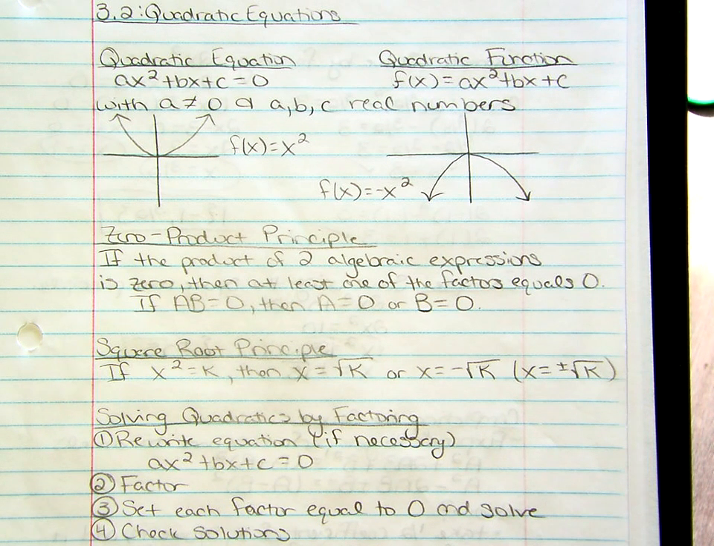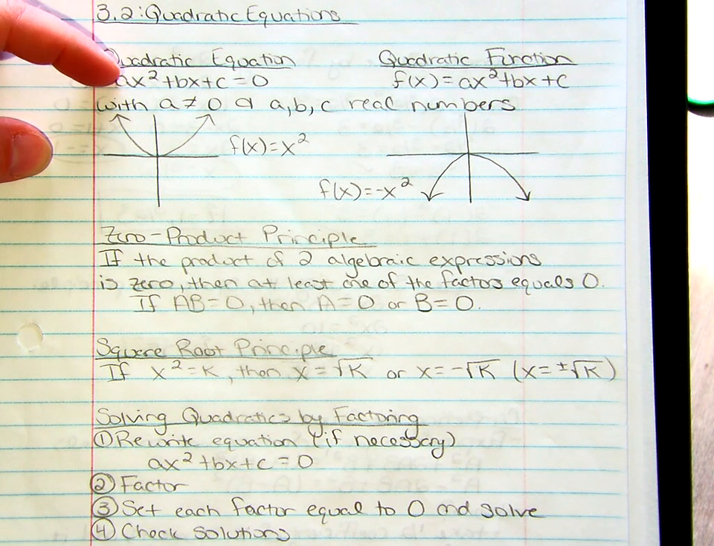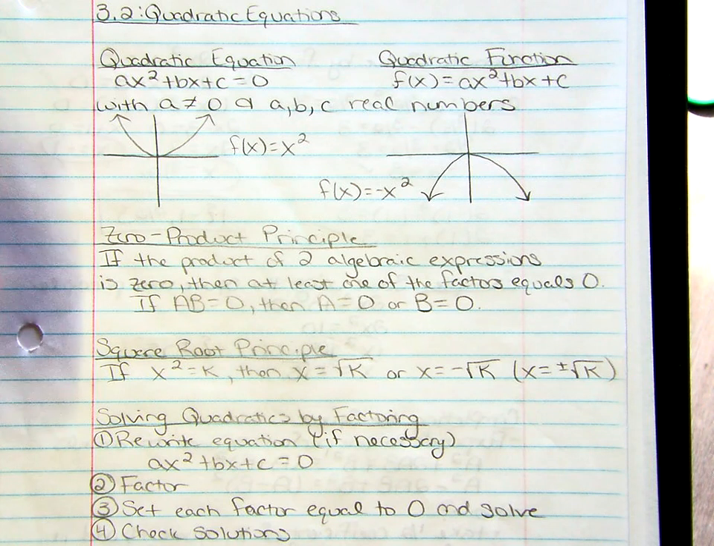So, a quadratic equation is always going to have the form of ax squared plus bx plus c equals 0. That's listed right here, where a does not equal 0, because if a equals 0, then we wouldn't have this x squared term. And then a, b, and c are all real numbers. The quadratic function is where we have f of x equals that ax squared plus bx plus c.